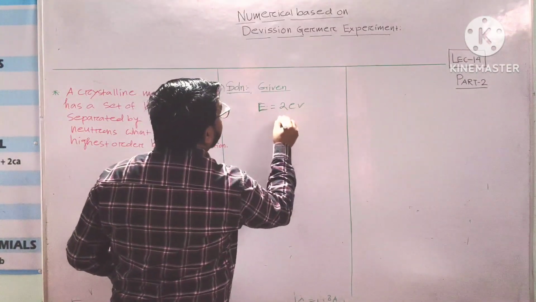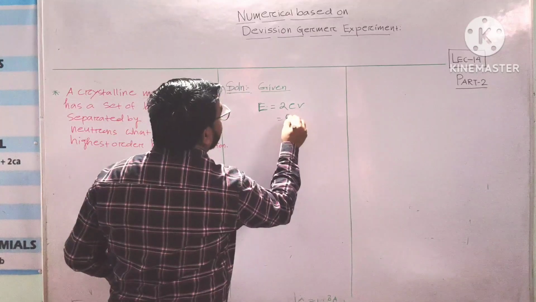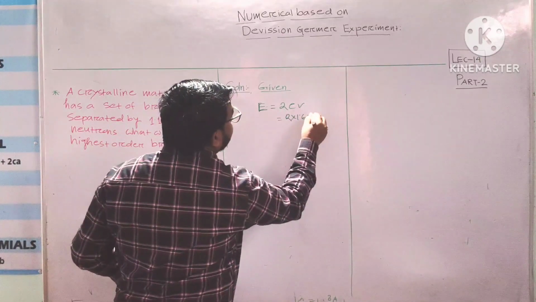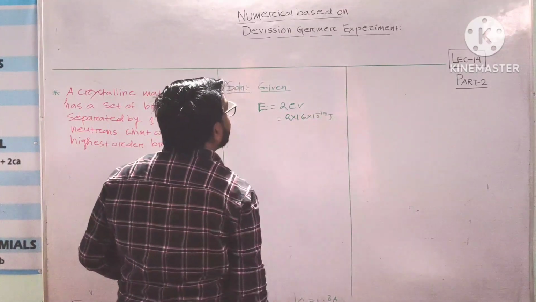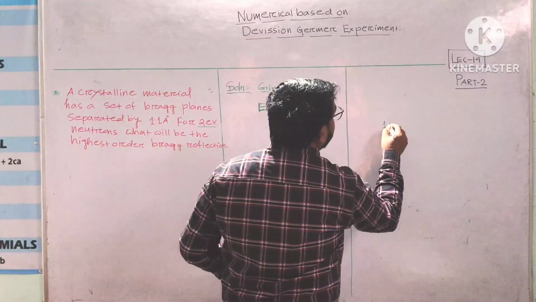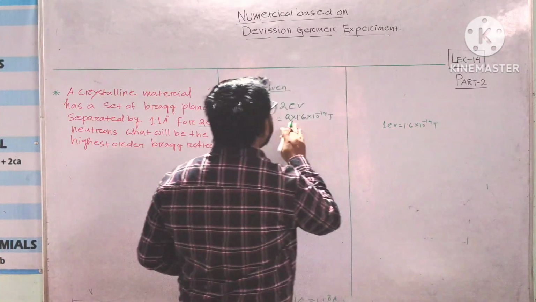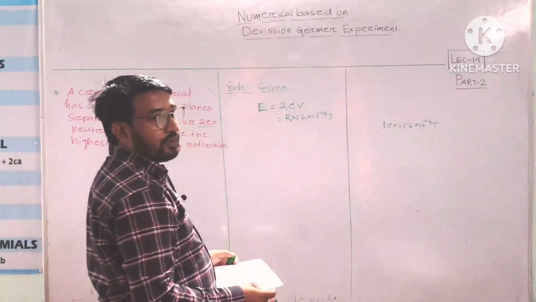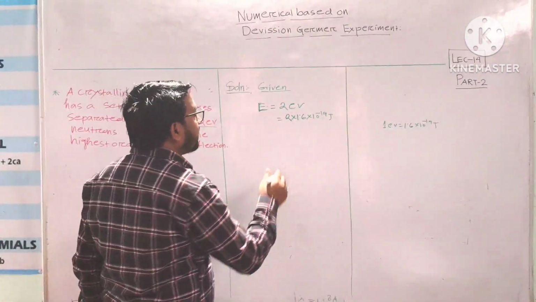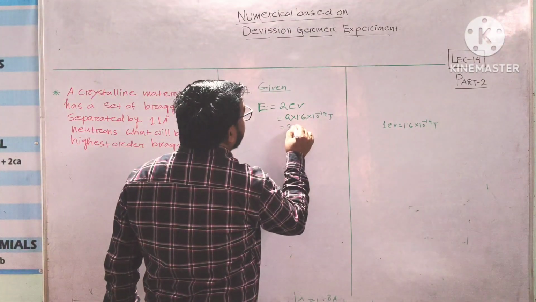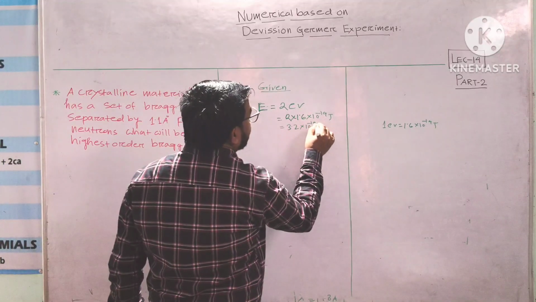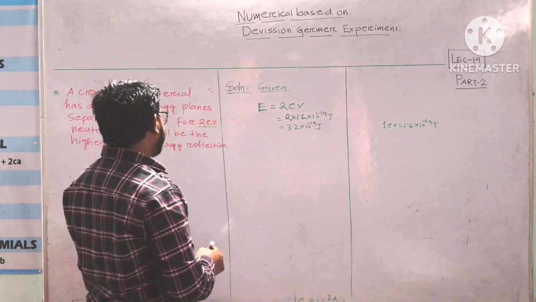2 electron volt, and we know that 1 electron volt equals 1.6 into 10 to the power minus 19 joule. So we can write 2 electron volt equals 2 into 1.6 into 10 to the power minus 19 joule. After calculating, we get 3.2 into 10 to the power minus 19 joule. This is our first information.